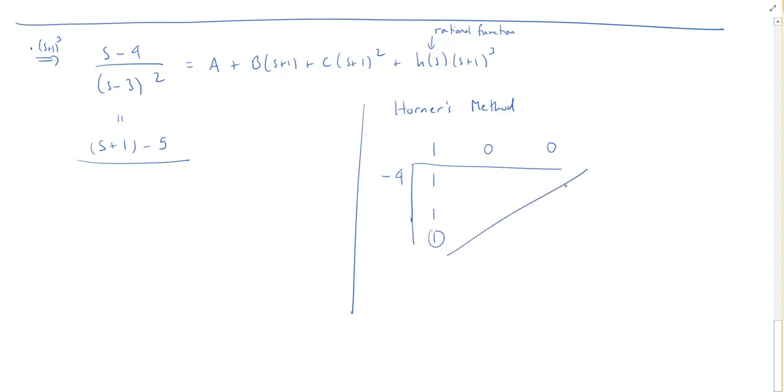I draw some guidelines, and now -4 times 1 plus 0 is -4. -4 times 1 plus -4 is -8. And then -4 times -4 plus 0 is 16. And so this tells me I can rewrite my denominator as (s plus 1) squared minus 8 times (s plus 1) plus 16. And yeah, it's not so difficult to do this by hand, but you know what?